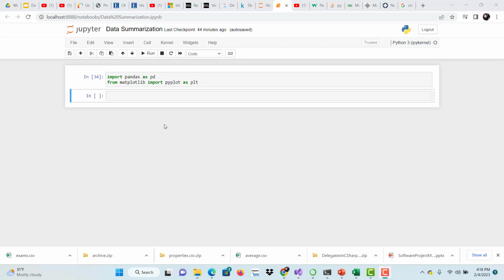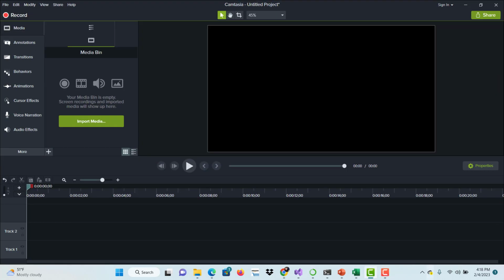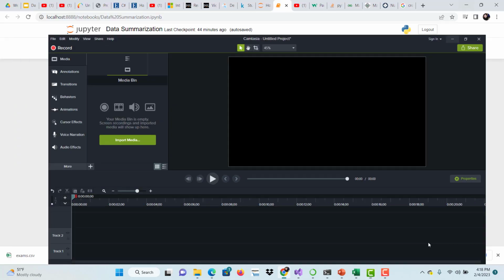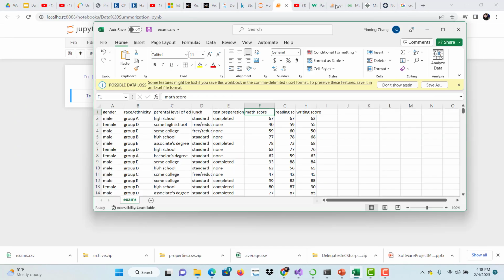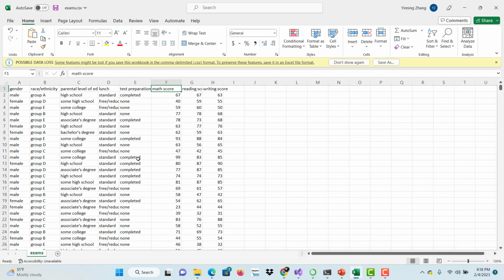Hello everyone. This week we learned data summarization. So now we are putting it into code to practice how to do data summarization with Python. Here I have a data set that is some students' scores from an exam.